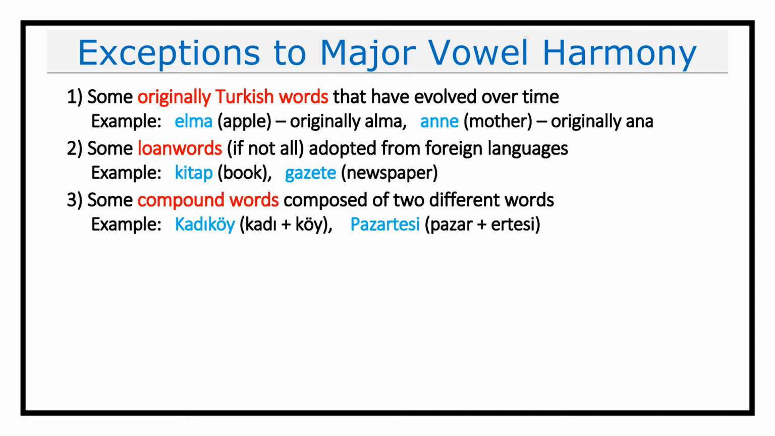The third possible case where the major vowel harmony can be violated is the compound words composed of 2 or 3 different words. For example, Kadıköy is a district in Istanbul, but Kadıköy is composed of 2 different words, Kadı plus köy. Same for pazartesi, which means Monday. It's a combination of 2 different words, which is pazar and ertesi.